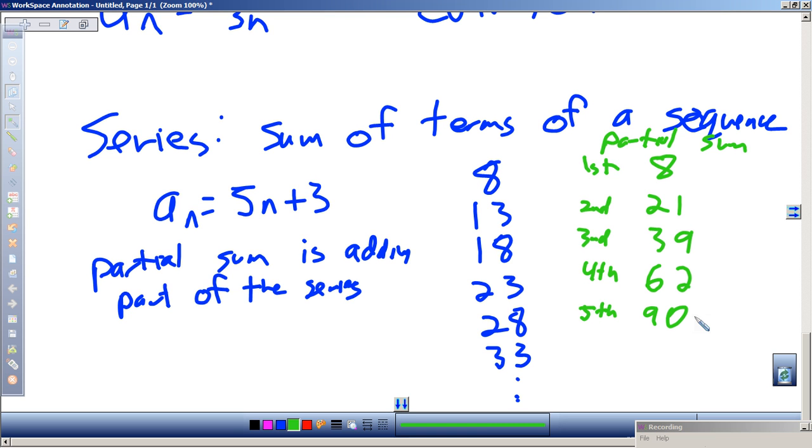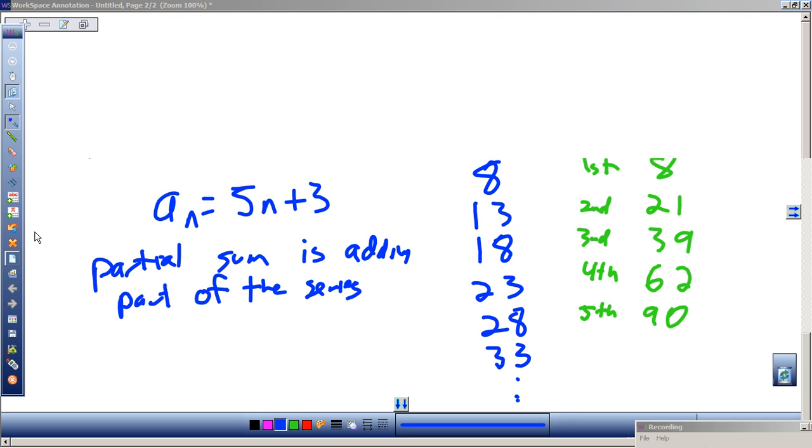Now, this kind of brings up a thing. Wouldn't it be nice if we had a way of writing the fifth partial sum or the 23rd partial sum in a very compact method? And that's where we get sigma notation.